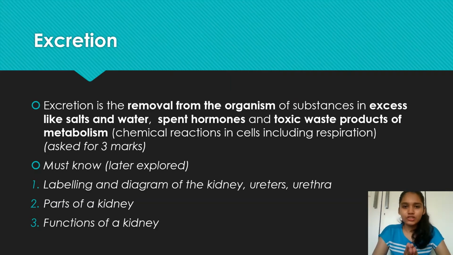Okay, so excretion is the removal from organisms of substances in excess like salts and water, spent hormones and toxic waste products of metabolism, which include chemical reactions in cells, including respiration. So this definition doesn't really require much of an explanation. You just need to learn it, because excretion is removing substances that are in extra supply, superfluous, toxic waste products of metabolism. You need to know whatever is highlighted.